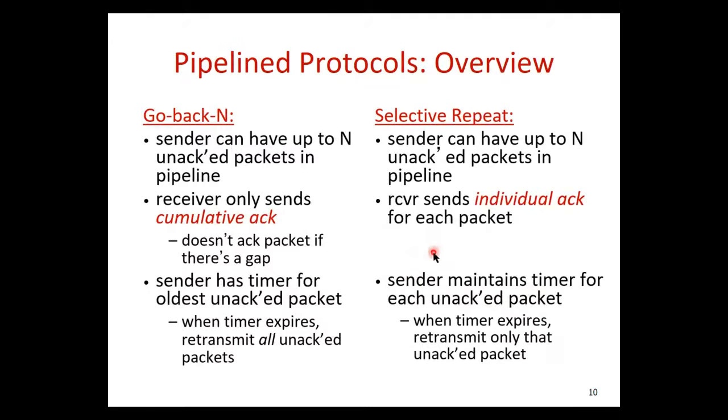And the sender, in the case of selective repeat, will maintain a timer for each unacknowledged packet. So every time it sends a packet, it will start a timer, and that timer will be deactivated when it receives the ACK. Now, if it does not receive the ACK before the timer expires, it will retransmit, but retransmit only that packet. Okay, so associated with each packet, there is a timer.